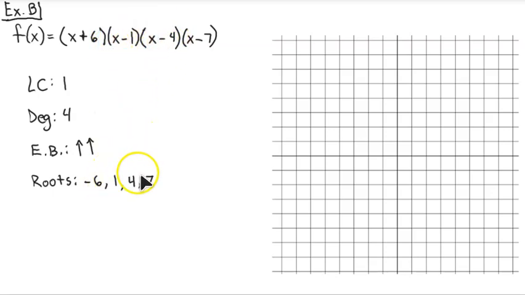X minus 4 gives us a root of 4, and x minus 7 gives us a root of positive 7. So we're going to plot all of these points on the x-axis. This is the x-axis. This is the y-axis. But the x-axis is what we're really concerned with.